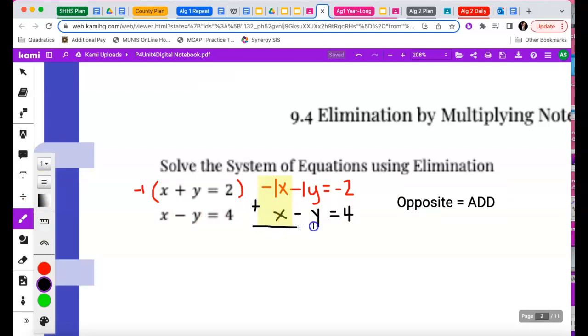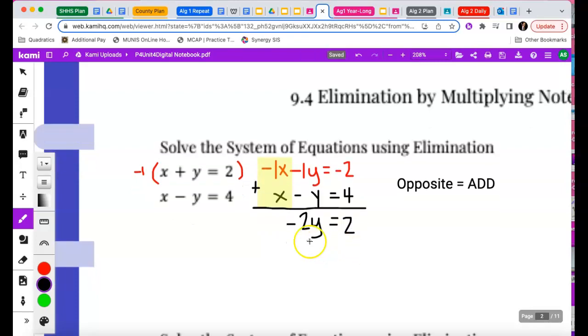So -1 plus 1, they cancel out. That's going to eliminate, that's 0. -1 plus -1 is going to give me -2y. And -2 plus 4 gives me a +2. So equals 2. So then I have to do the opposite of multiply by -2, which is to divide by -2. Divide both sides by -2. And that gives me that y is equal to 2 divided by -2, which is -1. And then we'll circle that because that's a part of our solution.